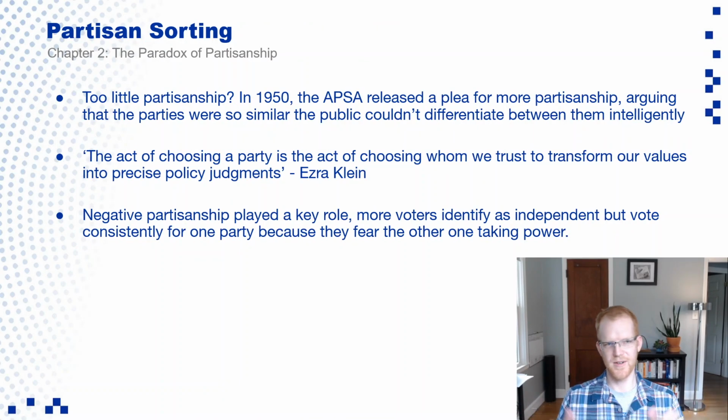Okay, partisan sorting. In 1950, the American Political Science Association actually released a plea for more partisanship, arguing that the parties were so similar that the public couldn't differentiate between them intelligently. Apart from the be-careful-what-you-wish-for example that is pretty obvious here, there is something to the idea that parties are supposed to take distinct stances, right? So to the extent that their policies are polarized, this is potentially not a problem. If two parties have very distinct policies and they're still able to negotiate and act, and the people in those parties don't dislike each other strongly and view each other as literal threats to the well-being of the republic, well, then that's fine, right?